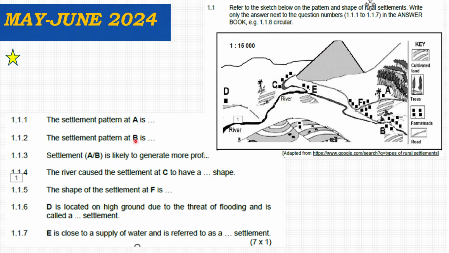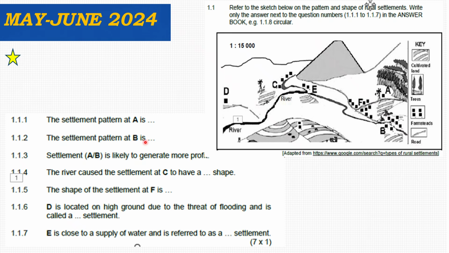Okay, let's do yet another past paper activity. This is May, June 2024. Let's read the instructions. Refer to the sketch below on the pattern and shape of rural settlements. Write only the answer next to the question. Example 1.1.8 circuit. Only the answer.